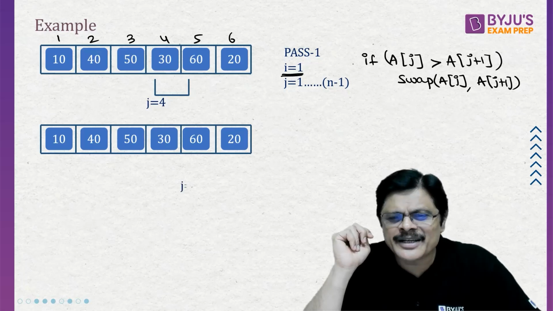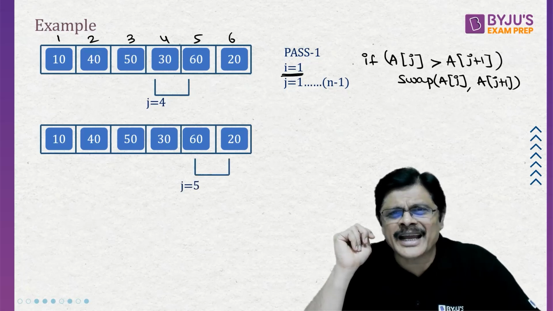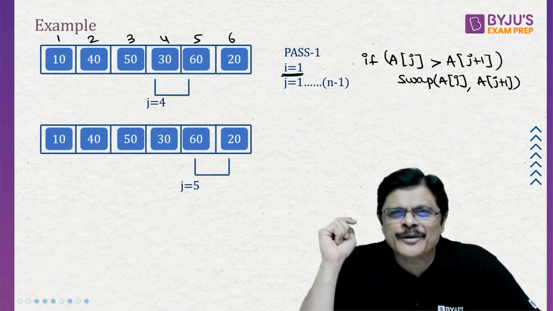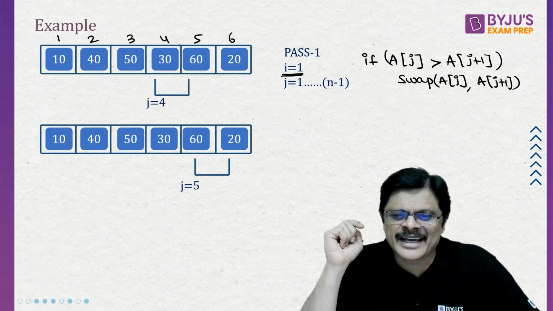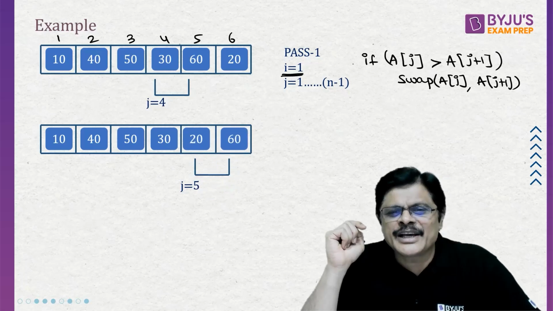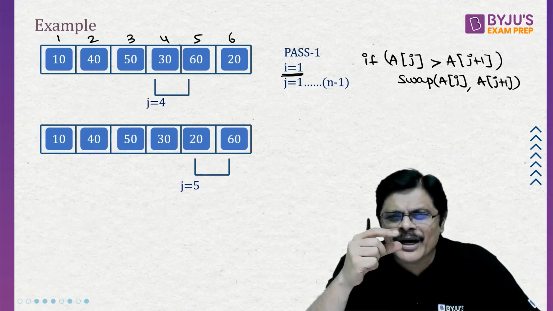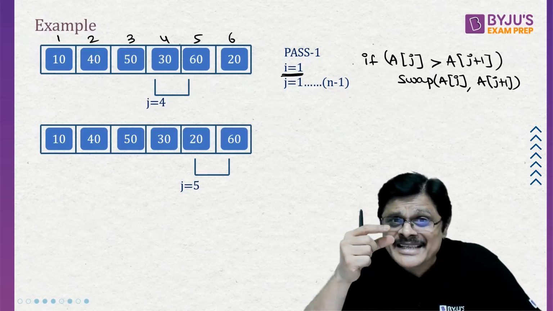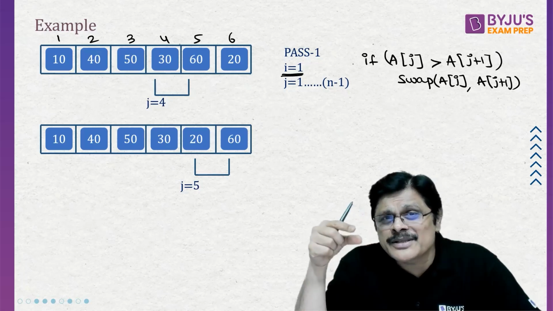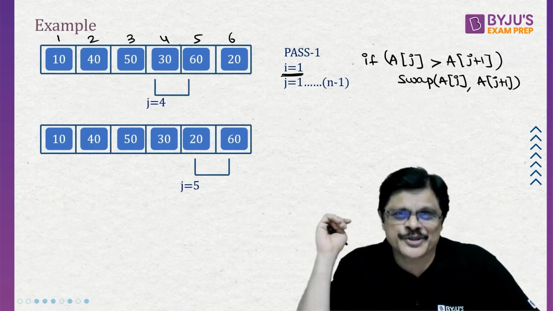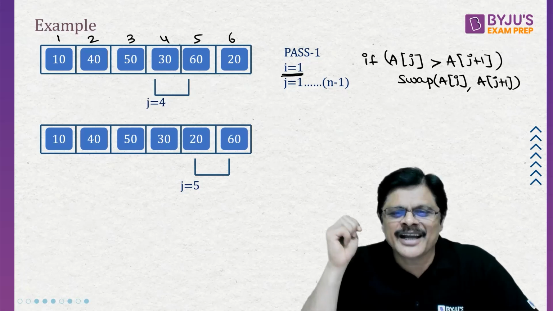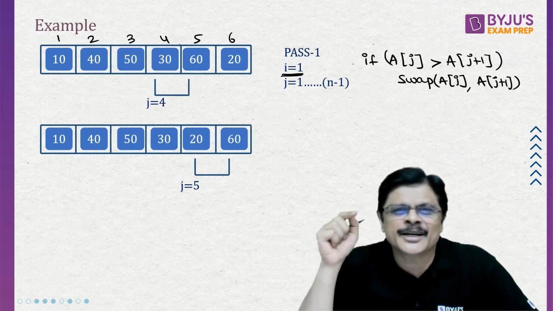You increment j. Now j is equal to 5. Again, the value at j is compared with the value at j plus 1. Is 60 greater than 20? Yes. Again, there is a swap. If you observe, ultimately what happened in this particular pass: the largest element is 60, and 60 bubbles down to the last position. Am I clear? So, first pass is completed, and you see 60 takes its correct position.